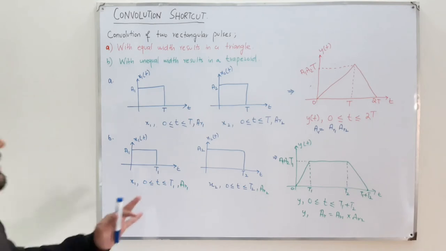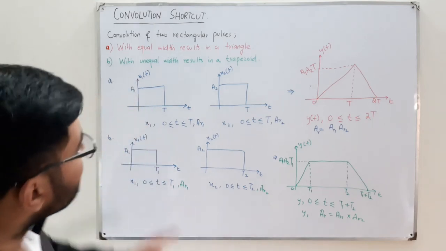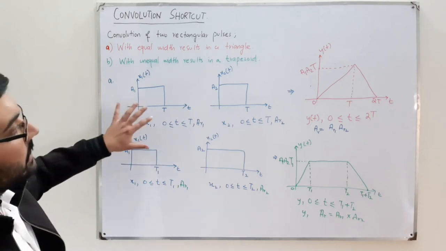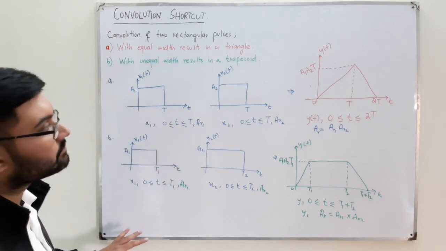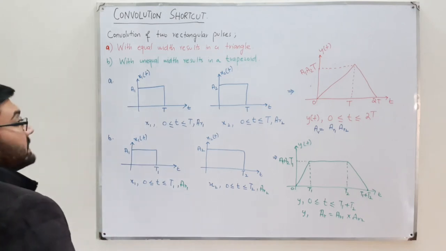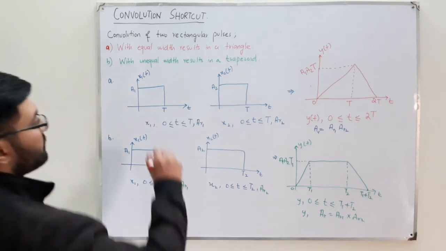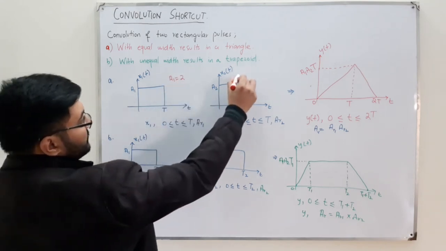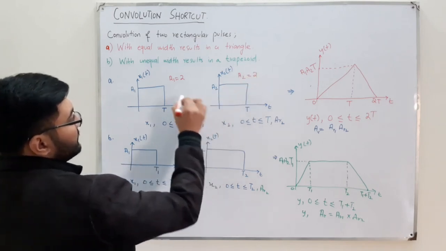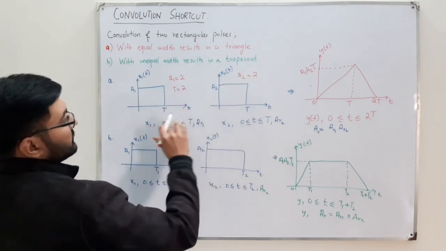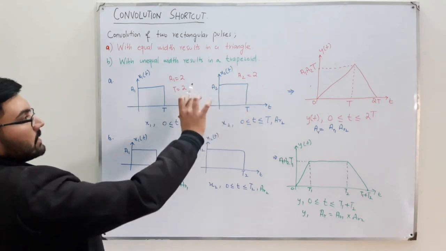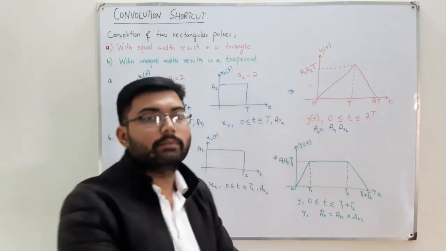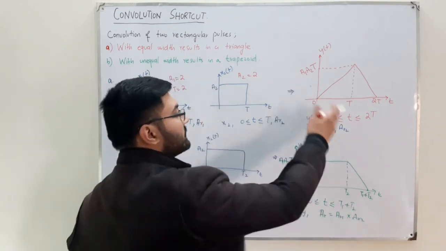Now if I tell you to do a homework, you take rectangular pulses, give them some values of amplitudes, and then find the product. So let's say in the first case, you take A1 to be 2 and A2 to be, let's say again, 2. And take T equal to 2 as well. So take these two rectangular pulses and convolve them together. You get this result. You let me know in the comment section, yes, you have got this sort of a result.